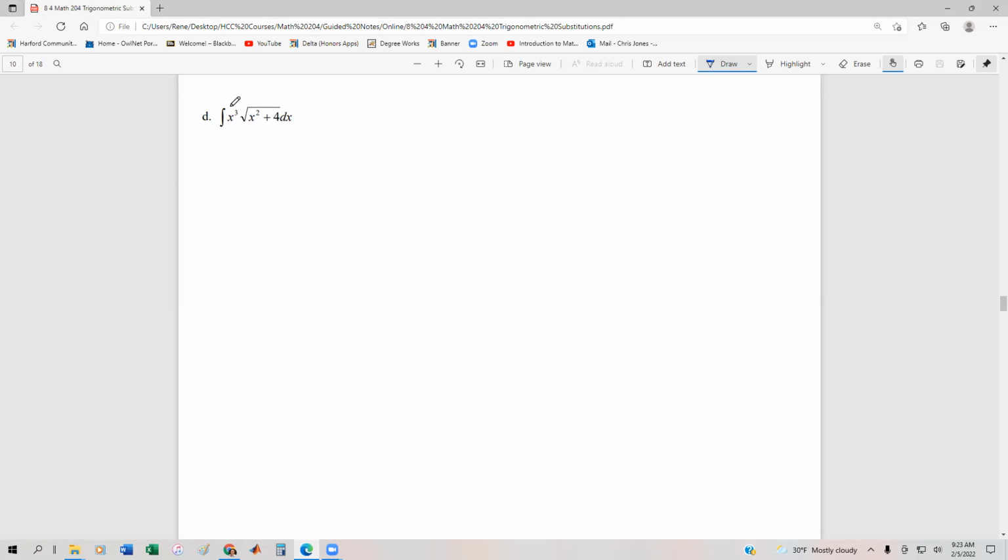It'd be nice if these two were reversed. If it was x squared times x cubed plus 4, then we could just use a u substitution, which is a lot easier than a trig substitution, but we're relegated to the trig sub. Clearly, a squared is going to be 4 for this, and that means a is going to be equal to 2.